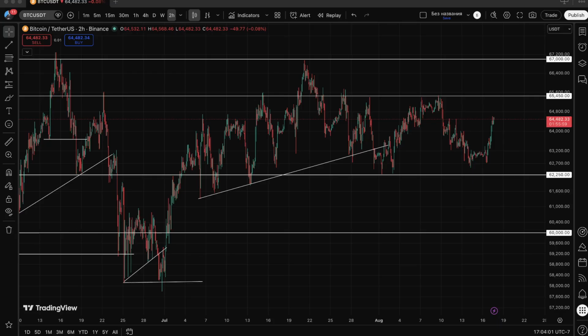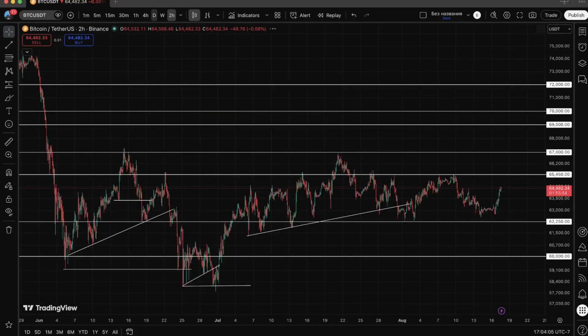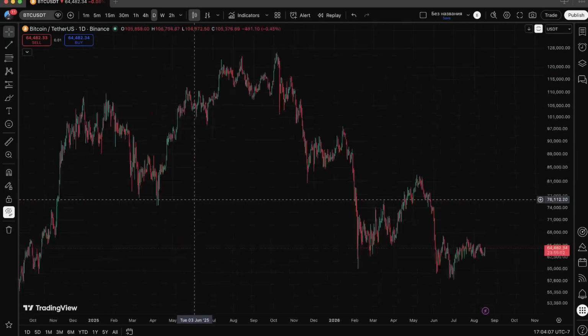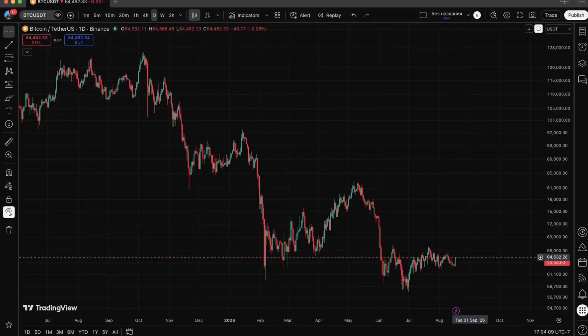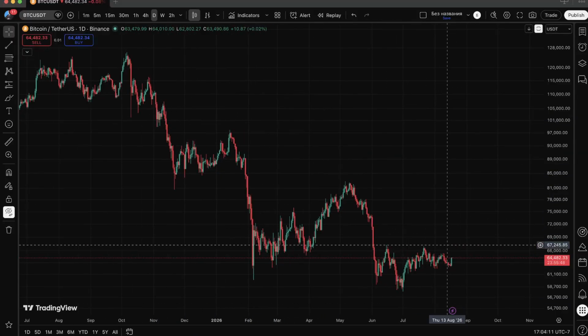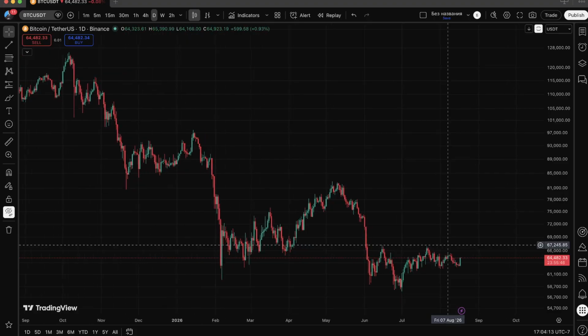What's going on guys, and what does it all mean for us? Let me explain. So basically, if we scale out and switch to the daily time frame, right here we can see that Bitcoin is still trading in a downward trend because maximums are decreasing, minimums are decreasing, which means that Bitcoin is still trading in a downward trend.